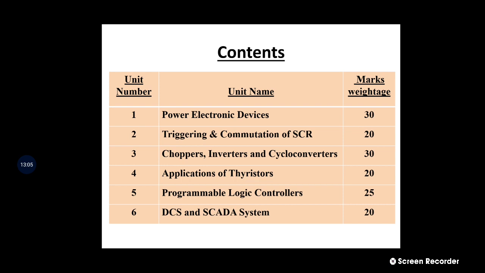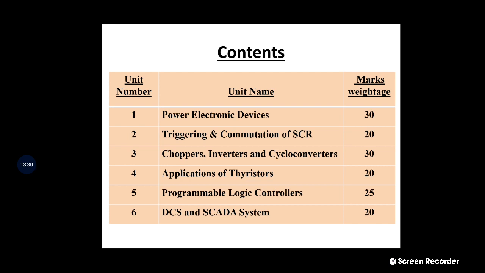Right. So next one is unit number 4, the applications of thyristors. In this unit you have to study some of the applications of the thyristor family. Thyristors means, SCR comes under the thyristor family. Okay. Next one is unit number 5. Unit number 5 is the PLC, and unit number 6 is DCS and SCADA system.